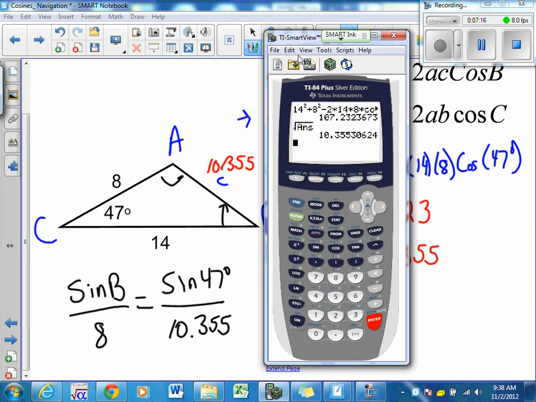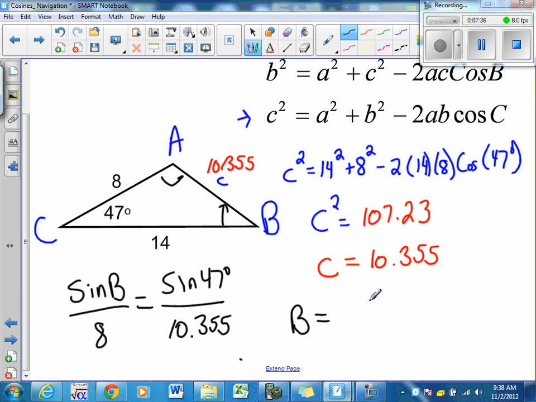with law of sines. Take 8 sine of 47, divide by 10.355, and anytime I want to find an angle, I always have to do inverse. I get 34.43.